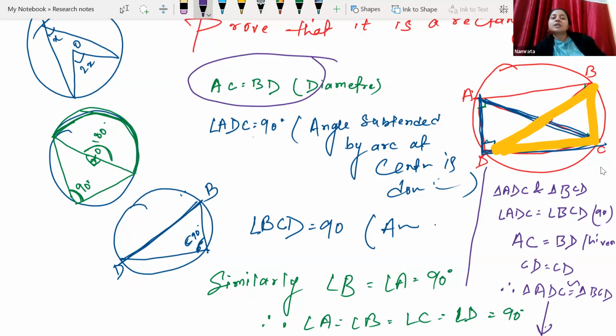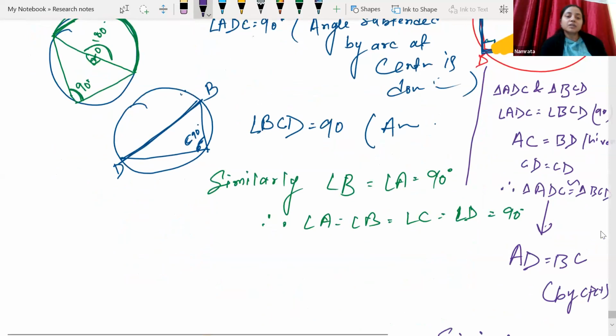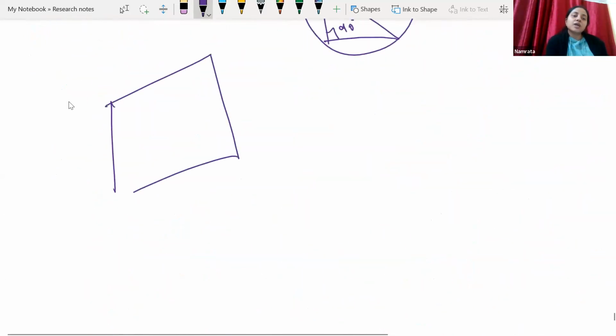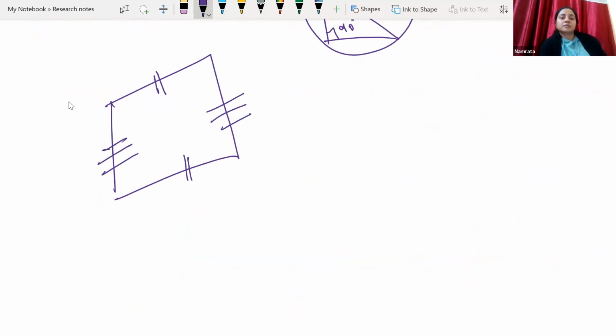Okay, so what can be done for that? To show that opposite sides of this quadrilateral are equal, we are having a random quadrilateral. Try to understand: I am telling you, prove that it's a rectangle. First, you will prove that this side is the same, and this side is the same. Then and only then we can say it's a rectangle, no? And each interior angle also has to be 90 degrees. Then only we can say it's a rectangle, right?